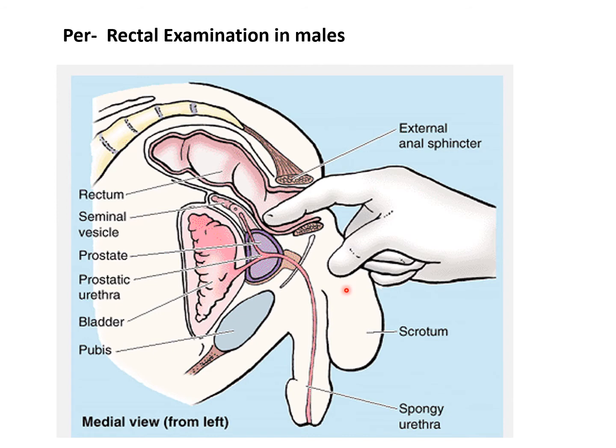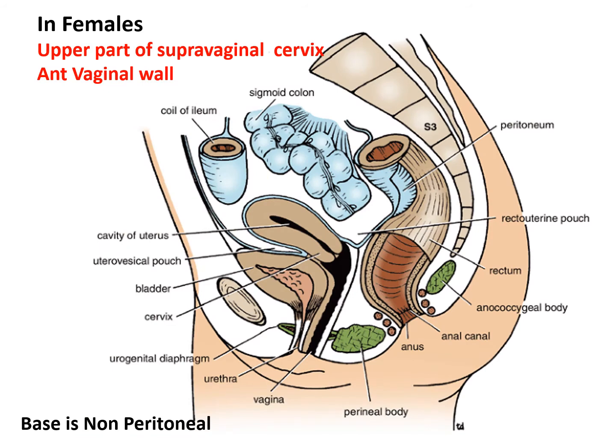Now, another important point: the close contact between the internal male reproductive structures and the rectum is utilized by clinicians during per-rectal examination. By doing a per-rectal examination, they can palpate the prostate as well as a pathological seminal vesicle. Now, what happens in the female pelvis?